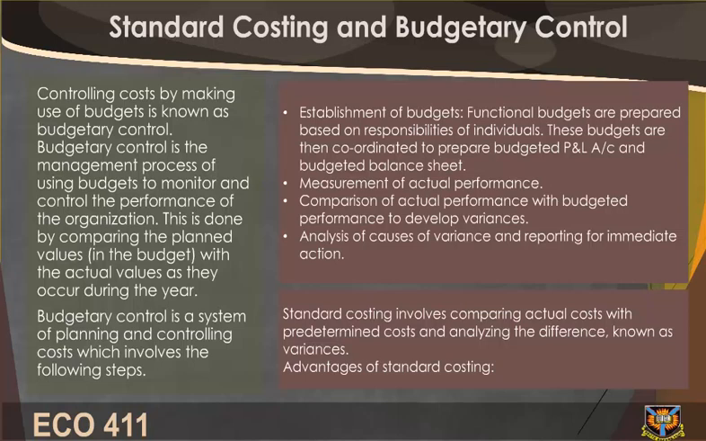Budgetary control is a system of planning and controlling costs which involves the following steps. Establishment of budgets. Functional budgets are prepared based on responsibilities of individuals. These budgets are then coordinated to prepare budgeted profit and loss account and budgeted balance sheet. Measurement of actual performance. Comparison of actual performance with budgeted performance to develop variances. Analysis of causes of variance and reporting for immediate action.